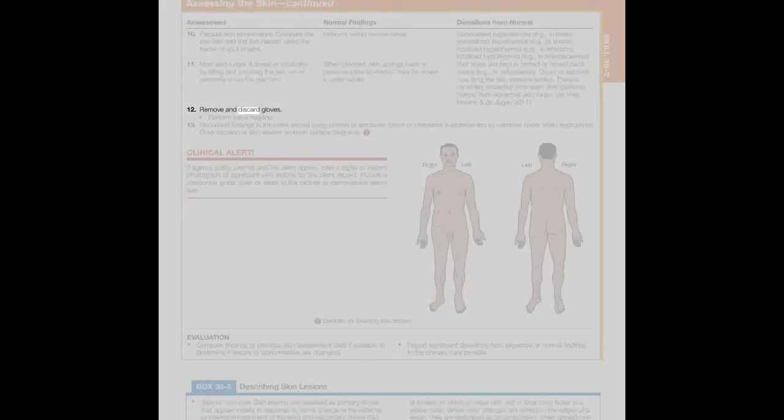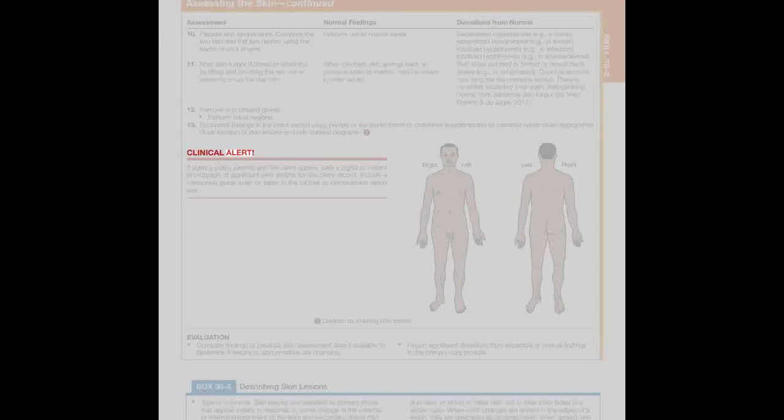12. Remove and discard gloves. Perform hand hygiene. 13. Document findings in the client record using printed or electronic forms, or checklists supplemented by narrative notes when appropriate. Draw location of skin lesions on body surface diagrams.